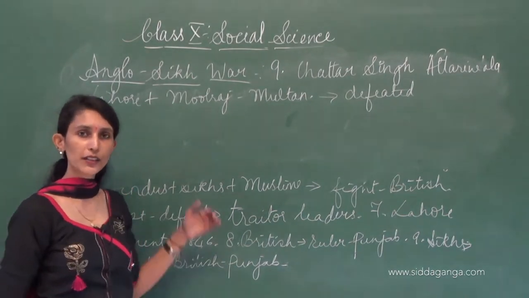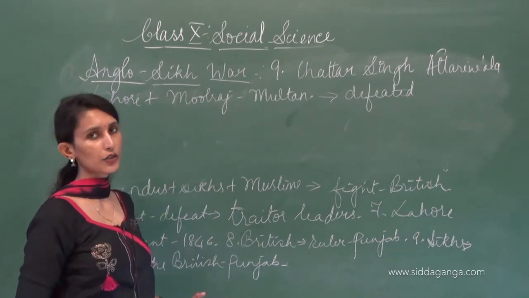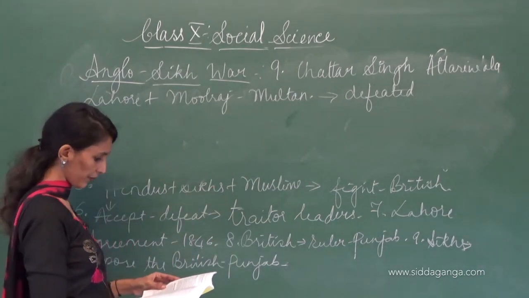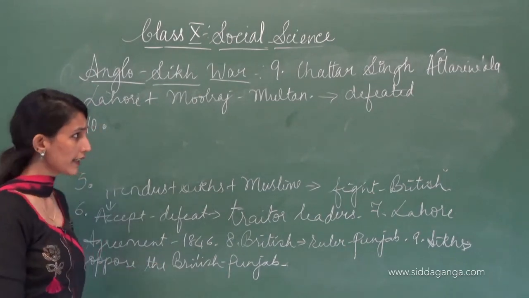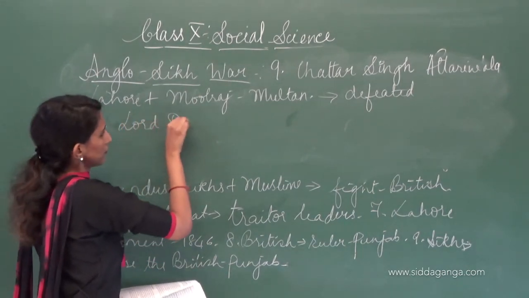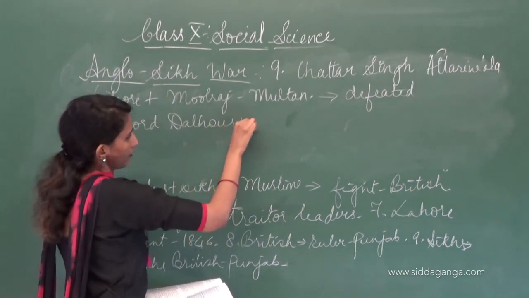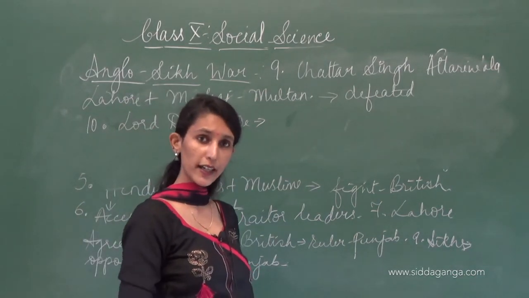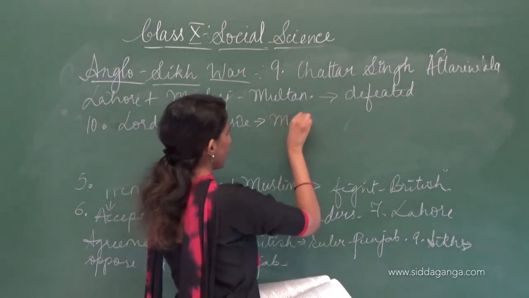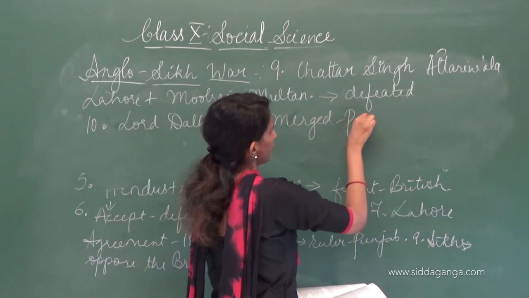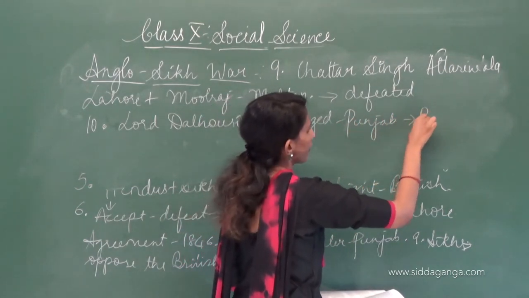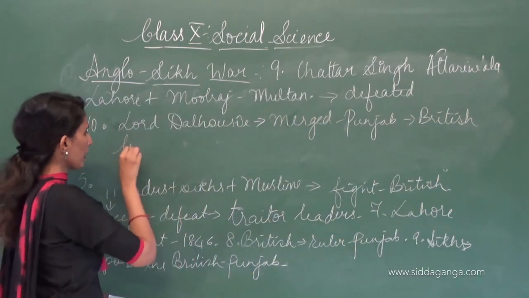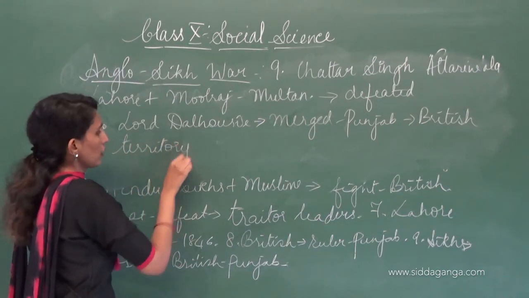And the next Governor General who came at that point of time was Lord Dalhousie. Who was the earlier one? Wellesley. Now it is Lord Dalhousie. What did he do? He merged Punjab with the British Empire or the British territory that they had already captured, and this ended the Anglo-Sikh war.